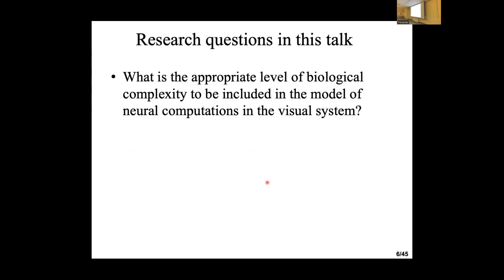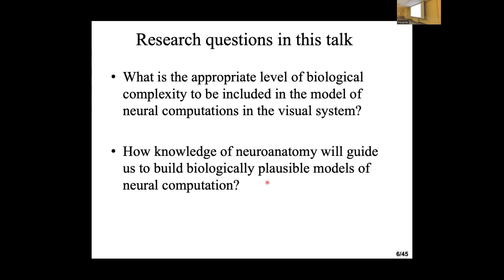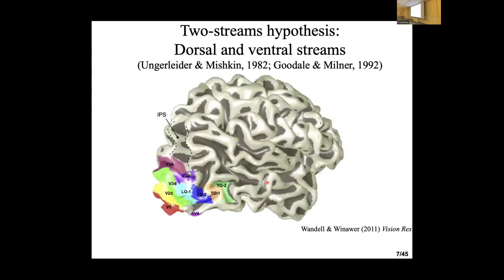I raise two major research questions in this talk. First, what is the appropriate level of biological complexity to be included in a model of the neural computation of the visual system? We have an inherent trade-off between being biologically accurate and being easy to interpret, and we try to reach a level that is appropriate to understand biological visual architecture. The second question is how much we can incorporate neuroanatomical knowledge to guide a biologically plausible model of neural computation. People usually say vision is the most well studied system in the brain. It's well investigated, well discovered, partly true, partly not.